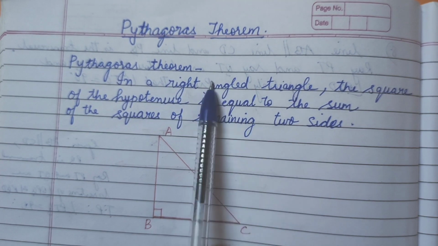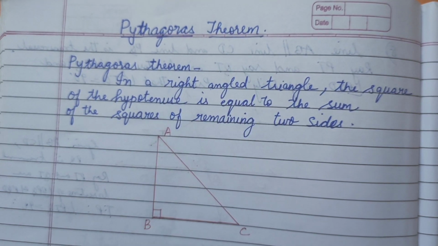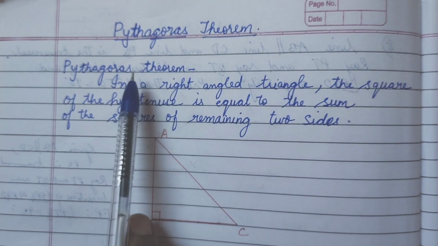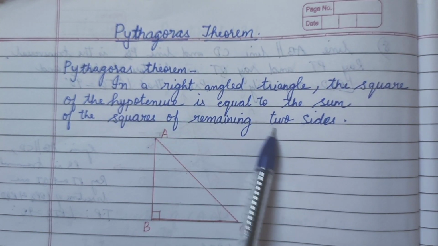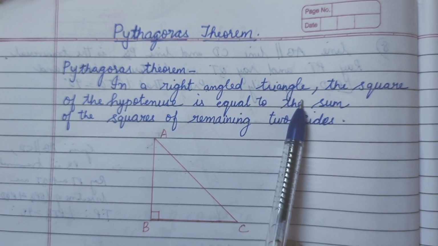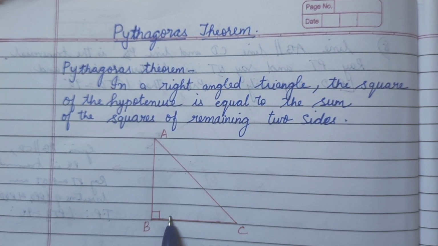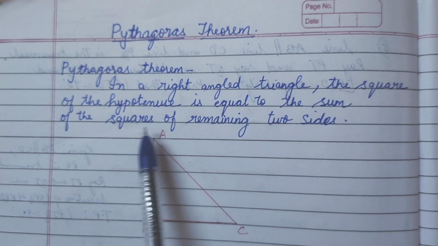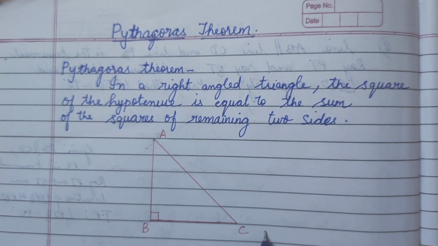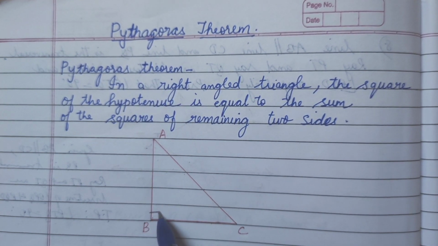Hello students, now we have moved to our new chapter, Pythagoras theorem in geometry, right? What does our Pythagoras theorem say, which we have already learned in our lower classes? In a right angled triangle, where angle B is 90 degree, the square of the hypotenuse is equal to the sum of the squares of the remaining two sides. When I say hypotenuse, it is opposite to 90 degree, this is our 90 degree.